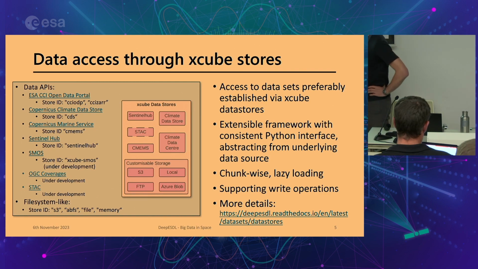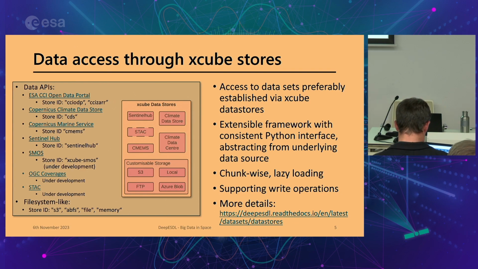Going a bit further briefly into the data stores, there are quite a few, and we keep making more. They're surprisingly easy to bang out once you've figured out the API. So we have the CCI Open Data Portal, the Copernicus Climate Data Store, the Marine Service, the Sentinel Hub Store, Xcube SMOS is under development. There's a standard OGC coverages store under development, so if this really takes off as an API as OGC are hoping, then that will be automatic import to the system for anything that supports that API.